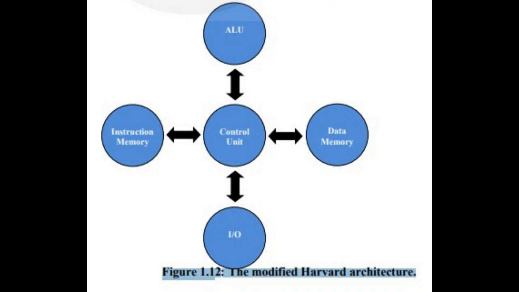Figure 1.12 shows different connection paths for modified Harvard architecture. All these four units are contained in the CPU. It can perform simultaneous input-output operations and has a separate mathematical and logic component. Figure 1.12, the modified Harvard architecture.